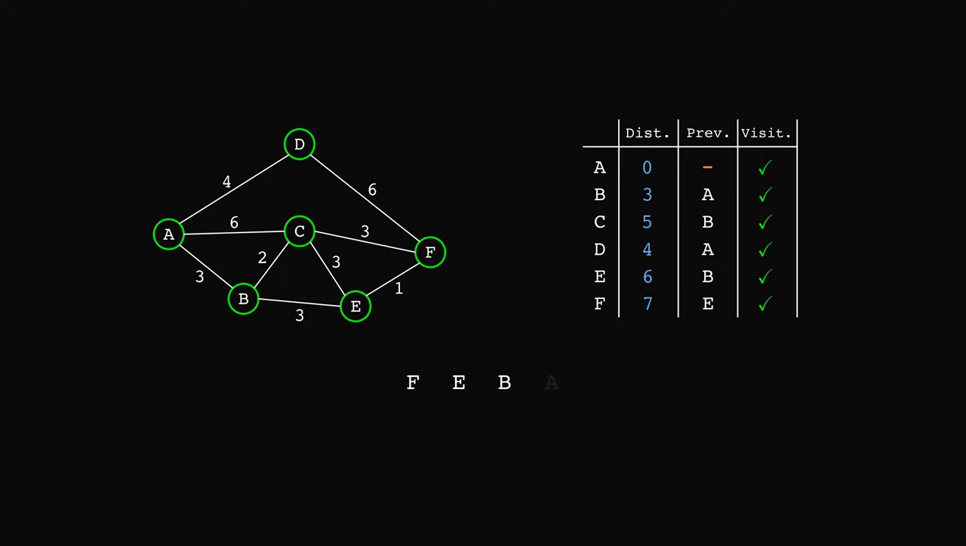This syntax is called a dictionary comprehension, and it's how we can initialize them with default values. For the previous, the defaults will be None, for the visited we'll have False, and for the distances, infinity. We also must not forget to update the distance to the starting vertex to 0. The next step would be to initialize the priority queue.